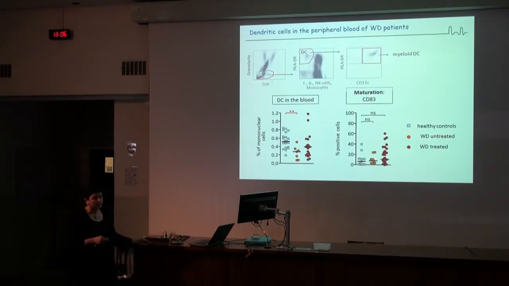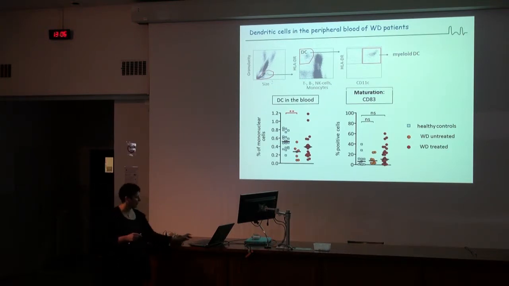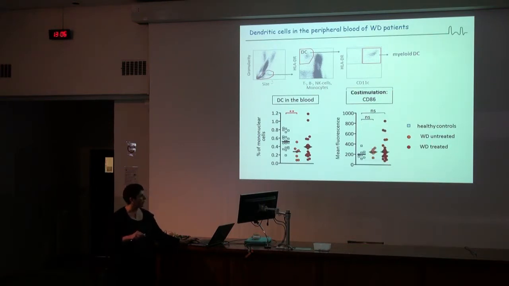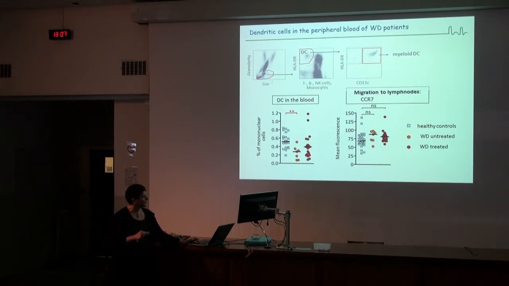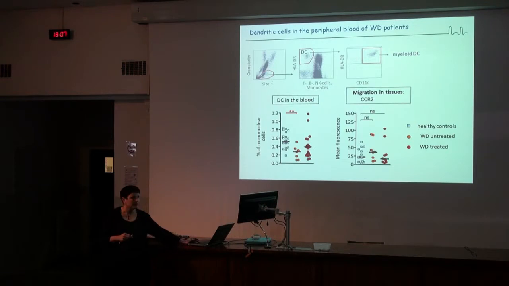And when we look at the maturation of these cells, it seems normal. So we have CD86 as a co-stimulatory molecule that is normally distributed among healthy controls and the Whipple's disease patients. CD80, also a co-stimulatory molecule, is equally distributed. CCR7, which is a molecule that helps the dendritic cells to invade the lymph nodes, is also equally distributed. And CCR2, which is a receptor for the invasion of dendritic cells into inflamed tissue, is also normally distributed.